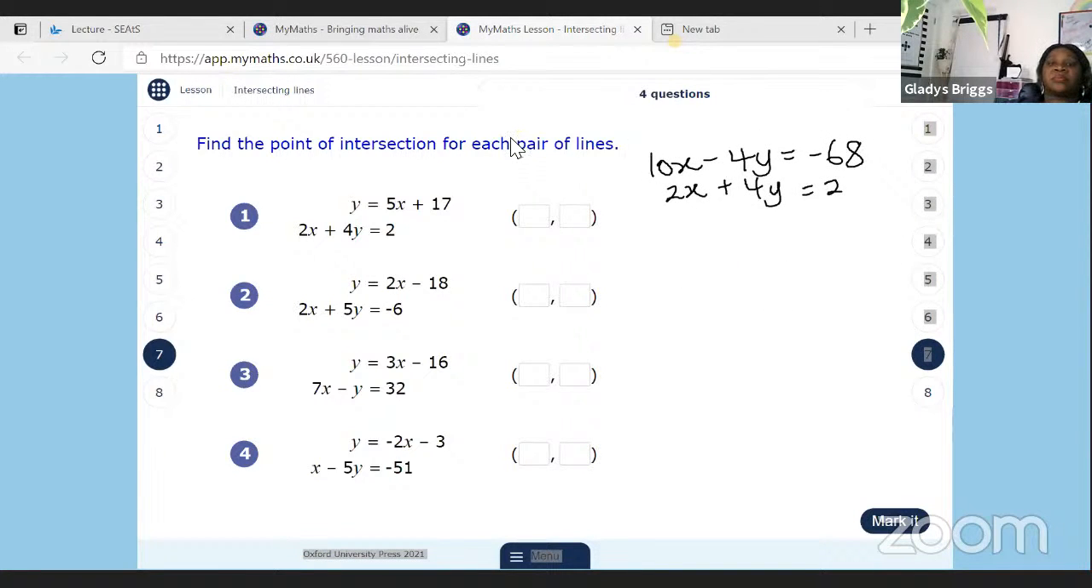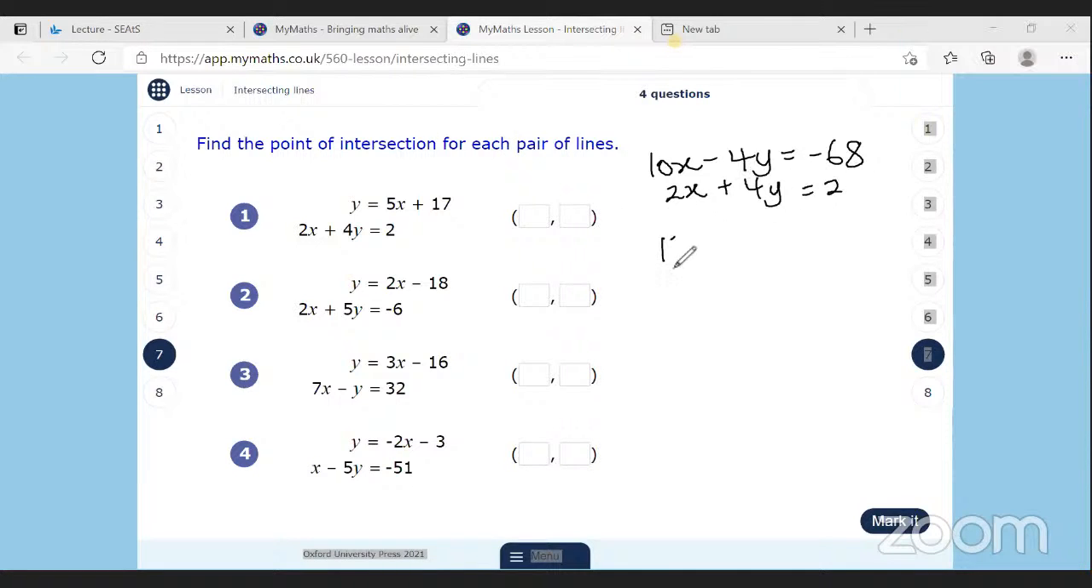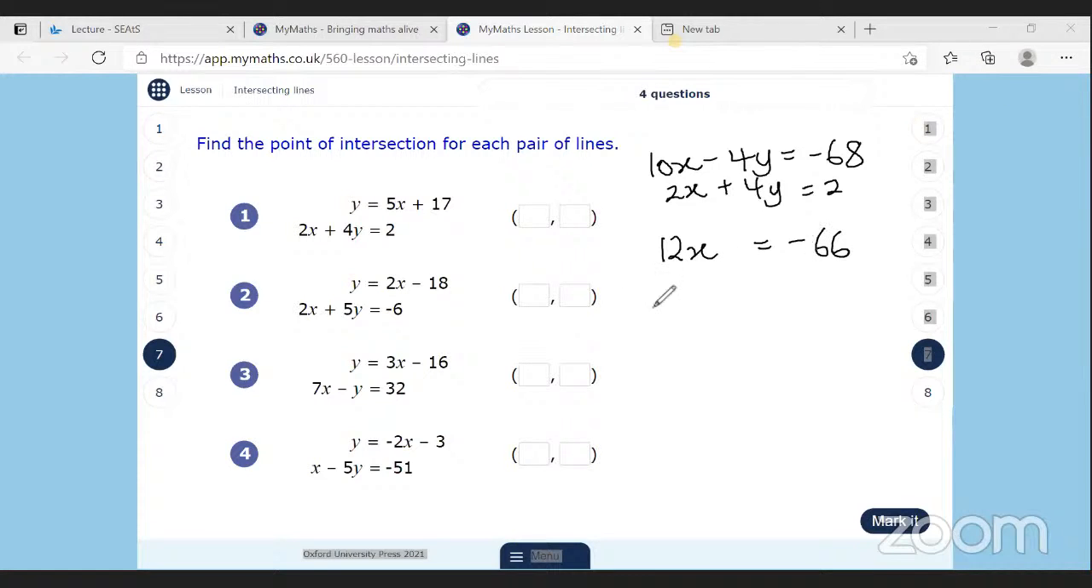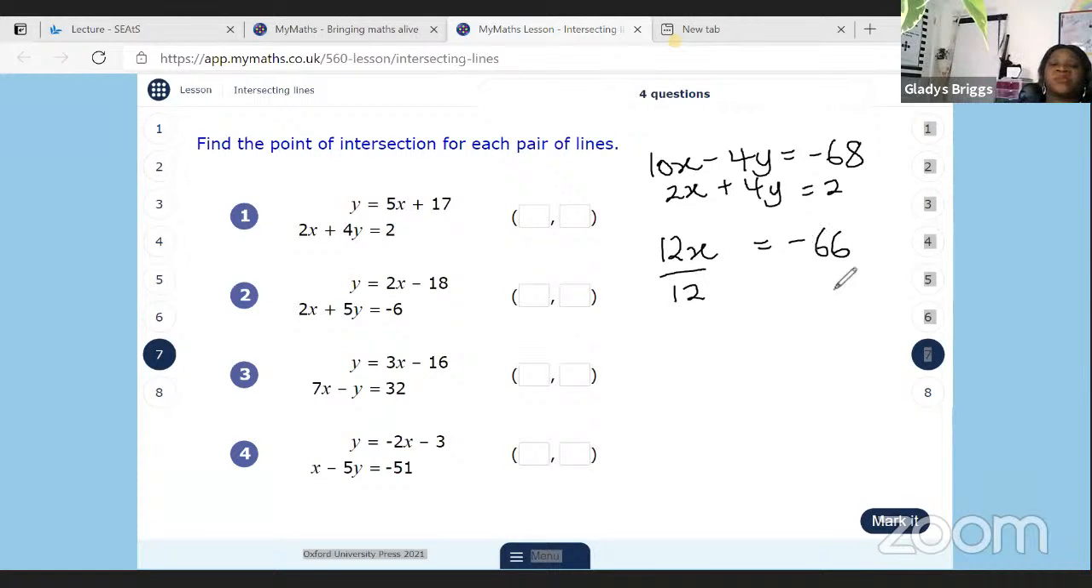Okay, so now are we adding or subtracting? Add. Okay, so 12x is equal to minus 66, is it? Yes. Divide both sides by 12.